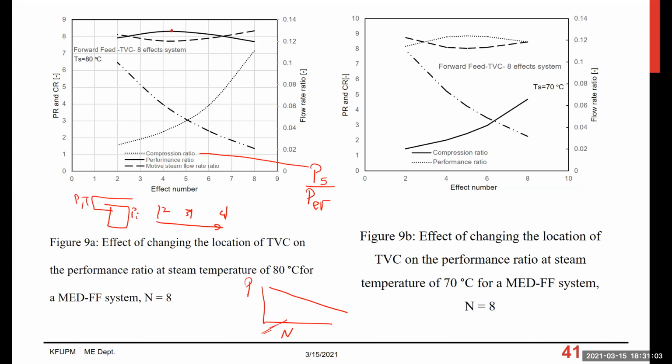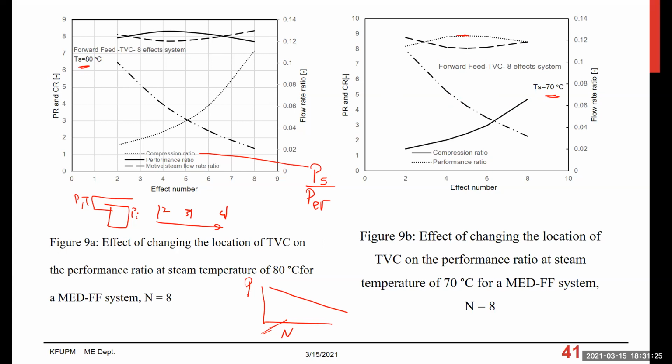Now we did that for a couple of temperatures. This one we did for a maximum steam temperature of 80, and this we did for a steam temperature of 70. Results are qualitatively the same. You are getting the highest PR, performance ratio, corresponding to having the location of the TVC in the middle of the unit.